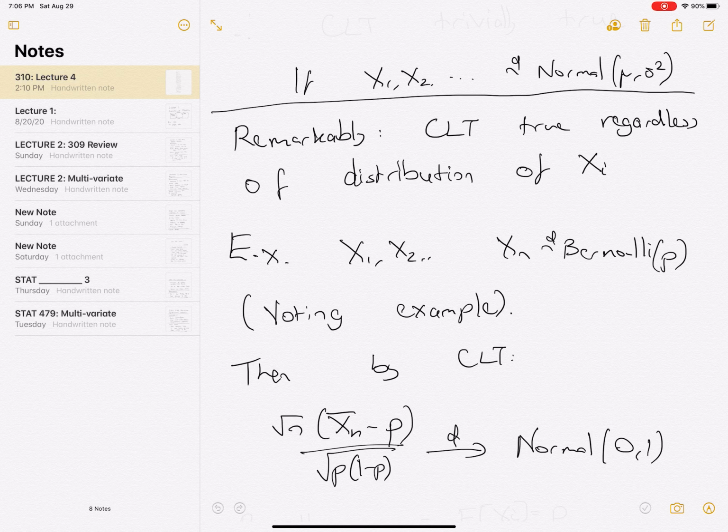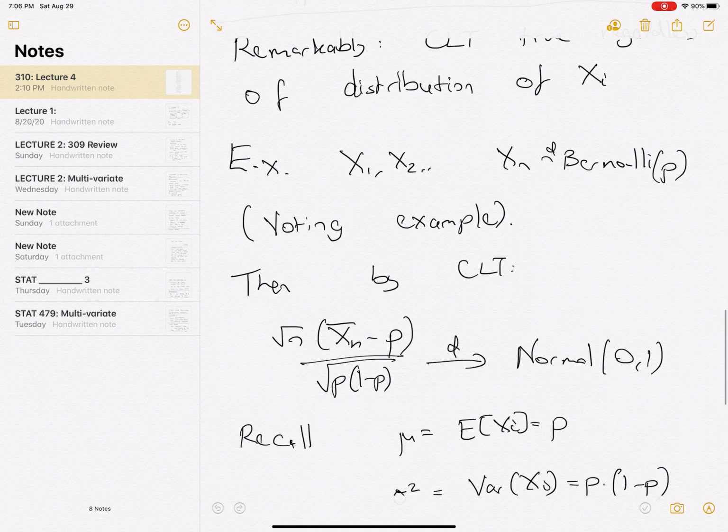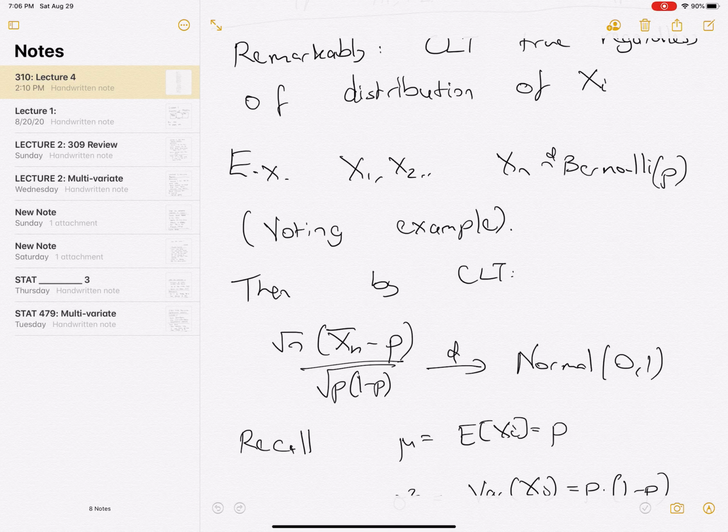Regardless of what the distribution is, as long as we know that the expectation of xi is mu and the variance of xi is sigma squared and that they're independent, we're going to converge to the standard normal. So, for example, I actually used the central limit theorem results in the first lecture.